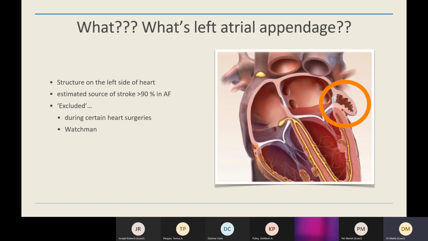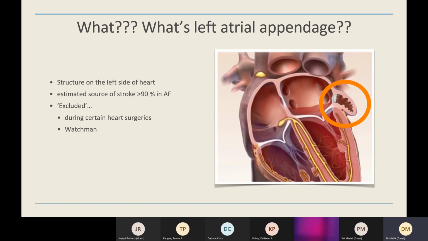To address the risk of stroke in atrial fibrillation, if this appendage can be somehow blocked off, also called excluded, then the theory is strokes can be reduced, because if that's the major source of blood clots, then taking it out of the picture should lower the stroke risk. That's what is done during certain heart surgeries, like if someone is having a valve surgery, surgeons nowadays will frequently cut this appendage off. But obviously that's a minority of people who can have that particular procedure.